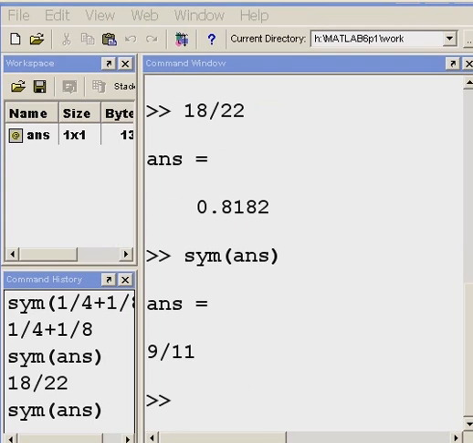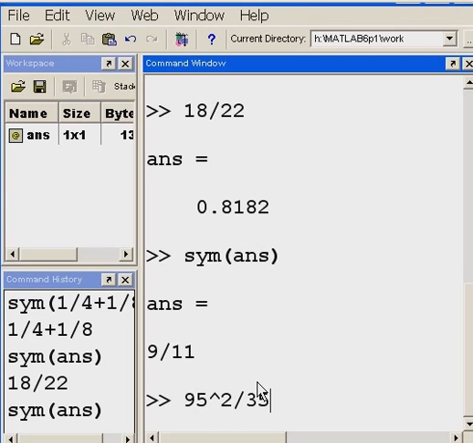Wow. A fractional representation of the decimal number. That's what we have here. Let's do another one. Let's do some exponentiation. 95 raised. Whoops. That's not a 9. There's a 9. 95 raised to the power of 2 is 9025 divided by 35.